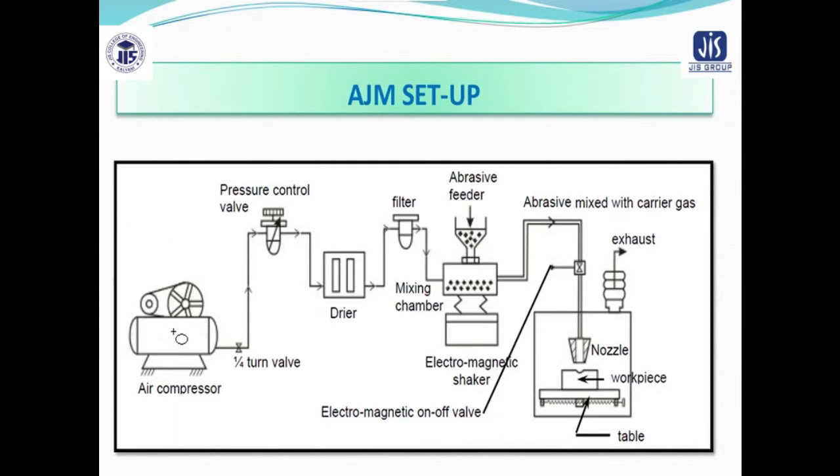If I go with this one, first of all you can see that you are using an air compressor. This air compressor helps you to compress the air. With the help of the pressure control valve, it allows the flow of air to pass, and in the dryer it makes the air dry, I mean removing the moisture from the air so that the mixture does not get affected by the moisture present in the air. After that, there is a filter, and through this it proceeds to which chamber? It proceeds to the mixing chamber.